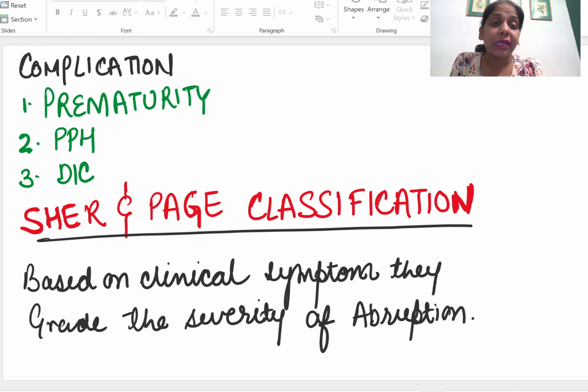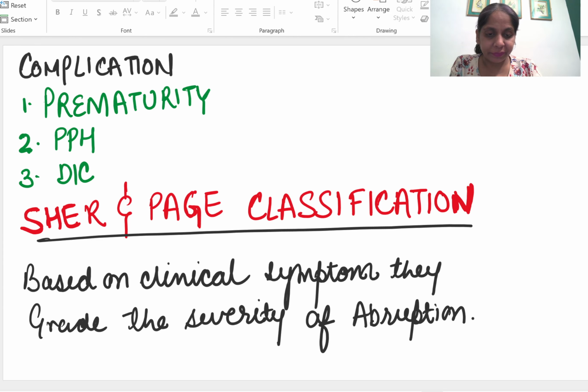there is no method by which we can diagnose this. There are no investigations. So Sheer and Page, these two doctors, gave us a method depending on the clinical severity, clinical symptoms, how to grade the severity of abruption. Okay, so you just have to learn this name.